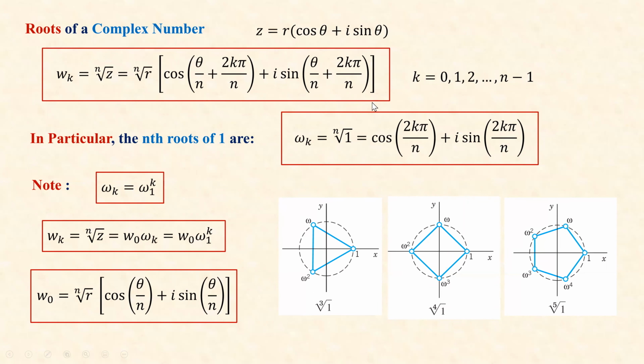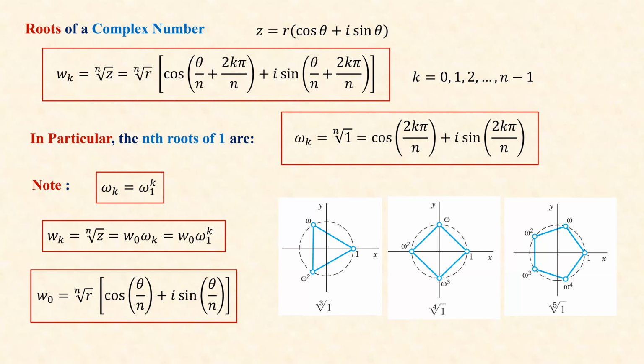Omega 1 is the first of the fifth roots of 1. What will be the next value? It would be maybe w naught and then omega 2. The first one, for k equal to 0, is this w, right? Then w1 will be w naught times omega 1 to the power 1. For the second one it will be omega 1 to the second power, and so forth.